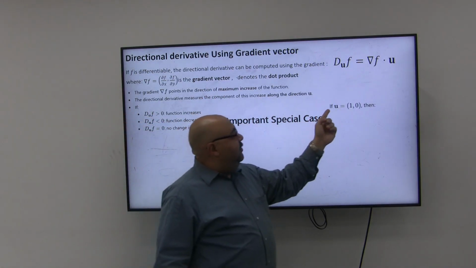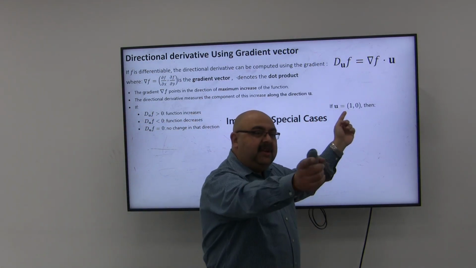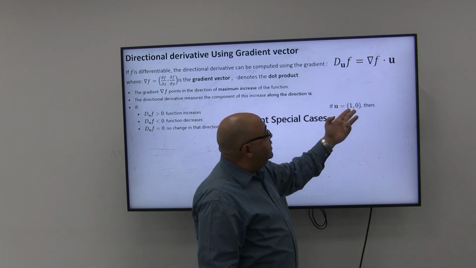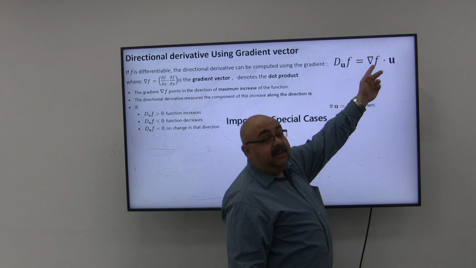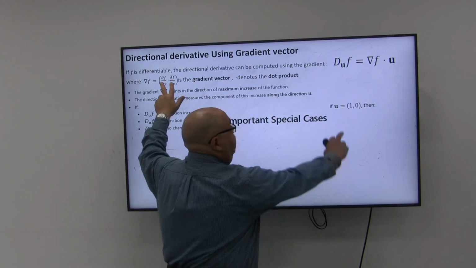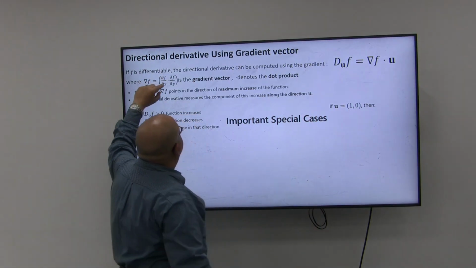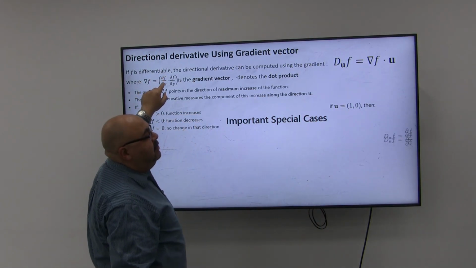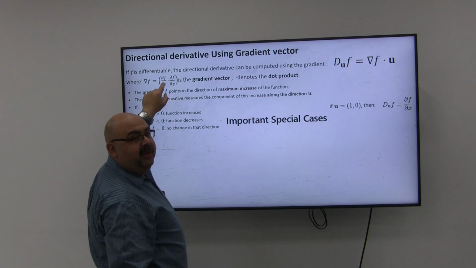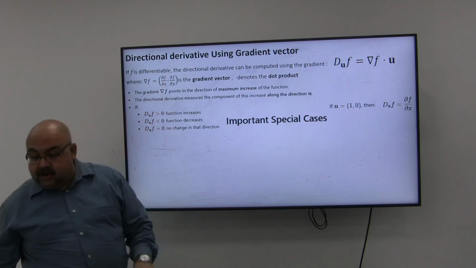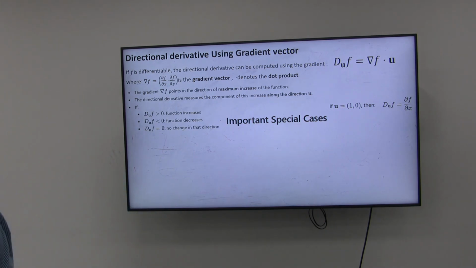Look, if u is (1, 0), that's the unit vector in the x direction. So if I multiply this by the gradient vector, multiplying the gradient vector by (1, 0) will make only the first component appear, which is going to be the partial derivative of f with respect to x.